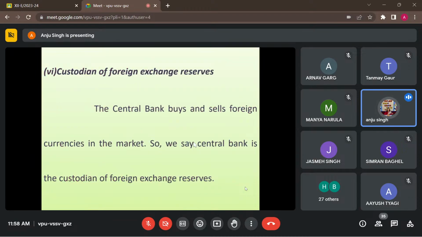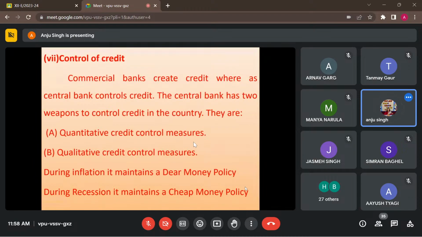Then custodian of foreign exchange reserve, especially now. Basically it works as the custodian of foreign exchange reserve for the government, though there are other banks also which can buy and sell currencies. Controller of credit. Now here, children, what I did not tell you in the class is that all monetary policy tools can be categorized in two parts. If you see on the screen, quantitative credit control measures and qualitative credit control measures.